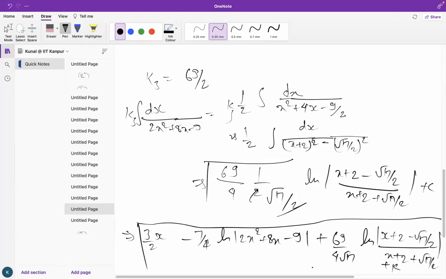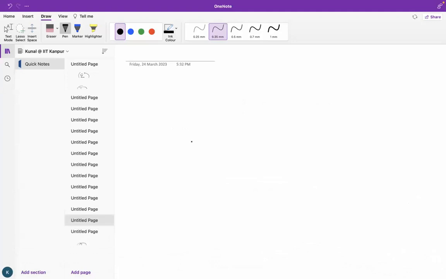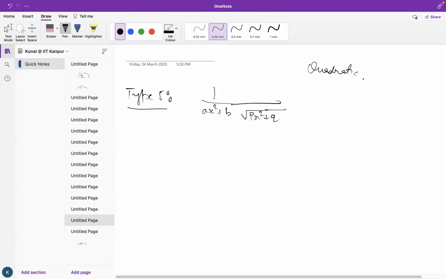Now let's move to the next standard type. Our type 5 is: if your given algebraic integrand looks like 1 by (ax square plus b) times root under (px square plus q). So what is written here? Two quadratic functions, one in the denominator and one under the root, with missing coefficient of x. Okay, here one quadratic function is written, and root over another quadratic function, where the x term is missing, right? So how to approach this kind of problem?